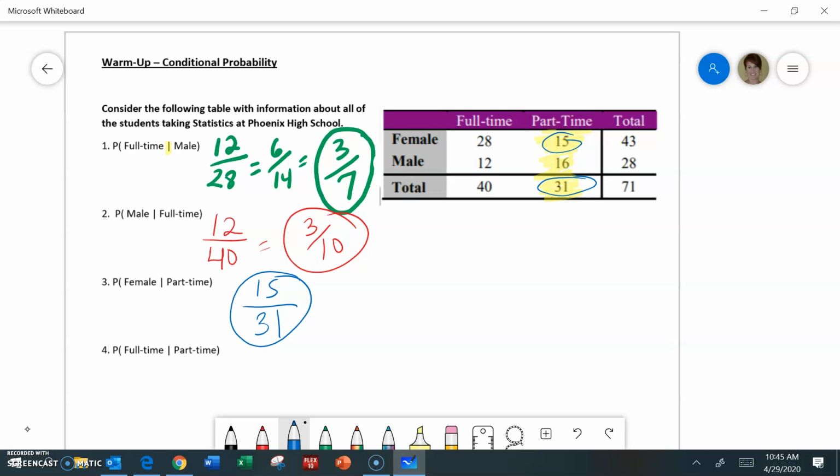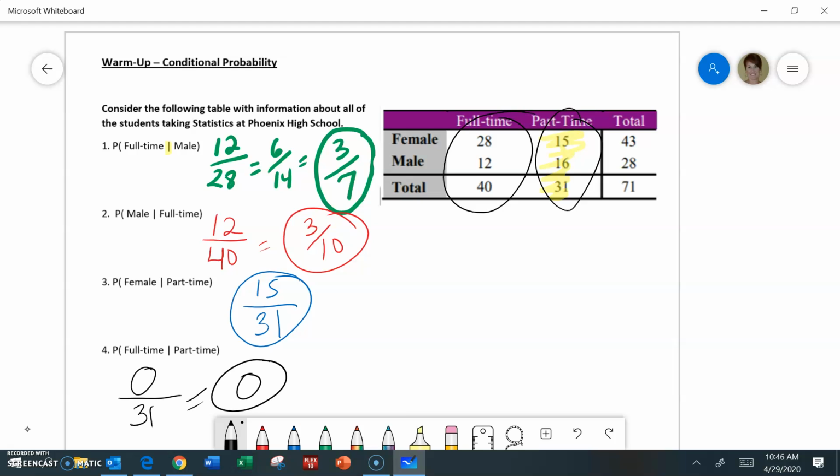And for number 4, the probability that you have a full-time given they're part-time. So right now, given that a student is part-time is our focus. So right now, our denominator would be 31. Now, given they're full-time, well, you can't. You can't be in this column and this column at the same time. So this problem is really just making sure you understand that given criteria. So you can't have full-time, so therefore that probability is impossible.